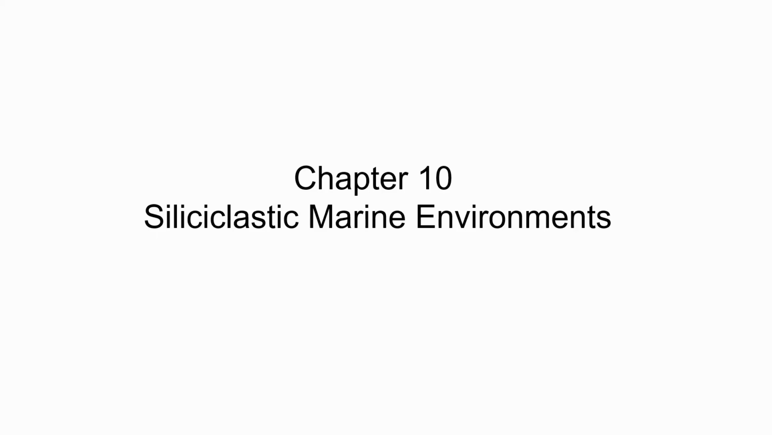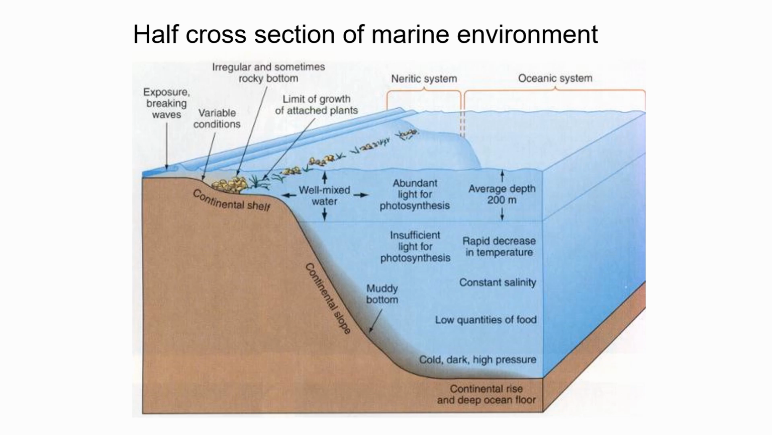In the last chapter, we talked about the marginal marine depositional environment. In this chapter, we're going to move on to the deeper part of the marine, which is the continental shelf and the deep marine depositional environments. This figure shows a cross-section of a marine environment, which includes continental shelf, continental slope, and continental rise and the deep ocean floor environment. The scale of this figure is over-exaggerated.